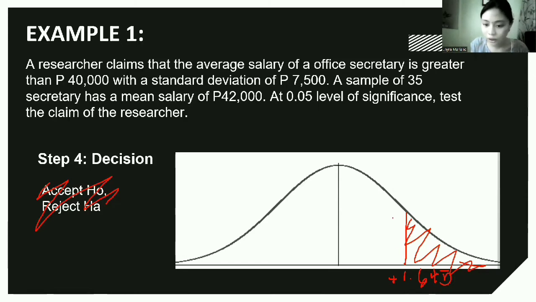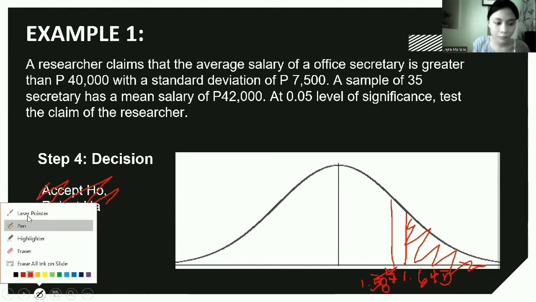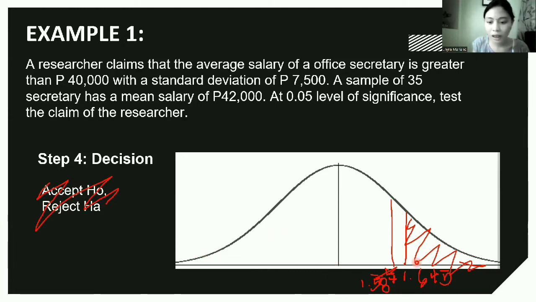So, the value is 1.58. So somewhere here, it's 1.58. Since we said earlier, when it is here and doesn't fall in the shaded region or the rejection region, we accept the null hypothesis. So since it is in the failed-to-reject or non-rejection region, therefore we accept our null hypothesis.